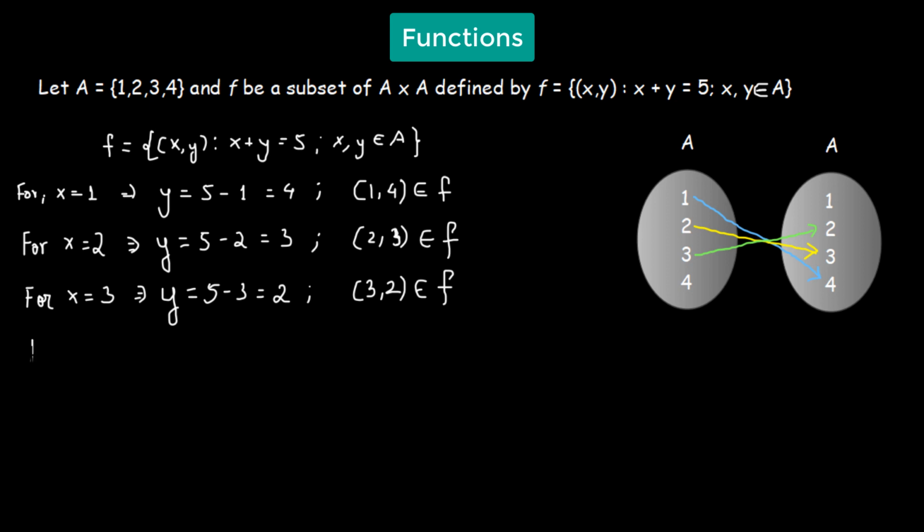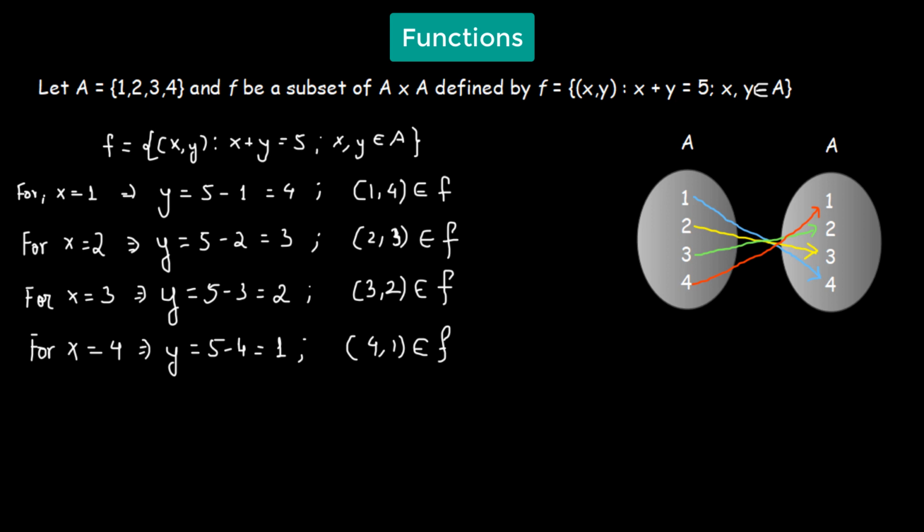And let's pick up the final value of x. For x equals 4, we have the corresponding y value given by 5 minus 4, and this value is equal to 1. So we see that the ordered pair (4, 1) is a valid ordered pair, and it belongs to set F. So here we have the element 4 in the first set A uniquely mapped to the element 1 in the second set. Now it was given in the question that F is a subset of A cross A.